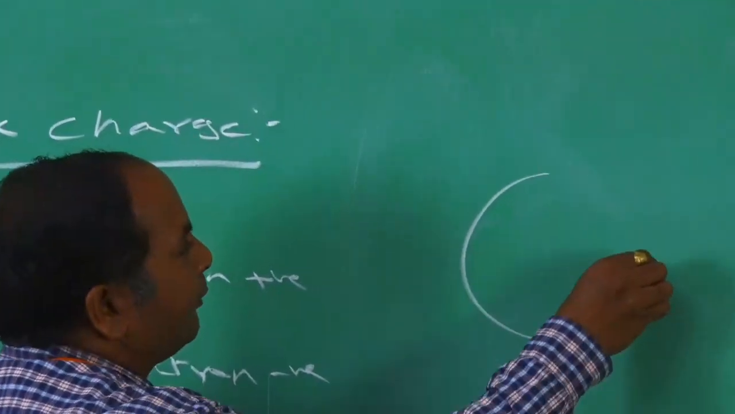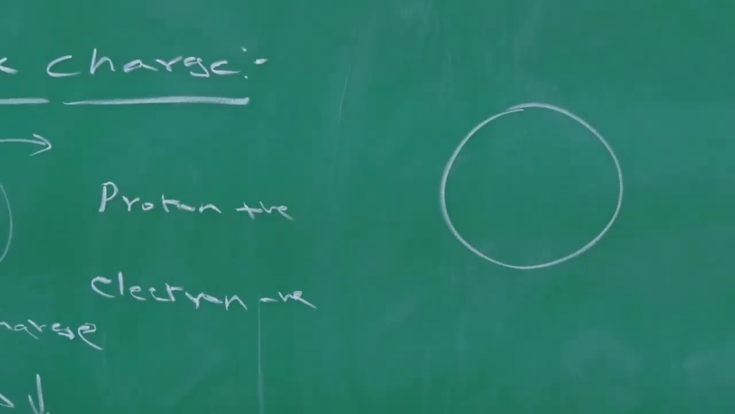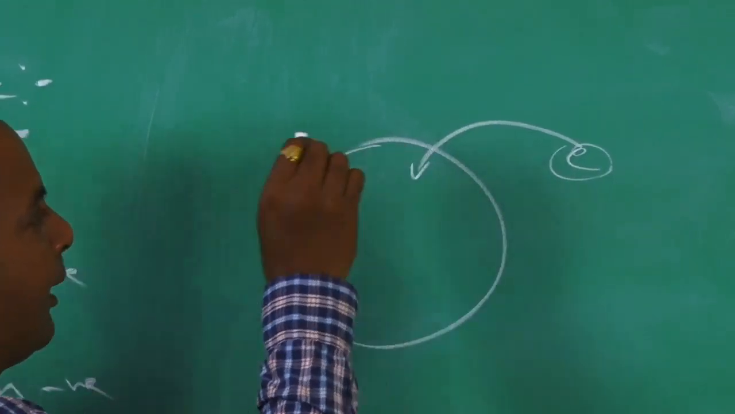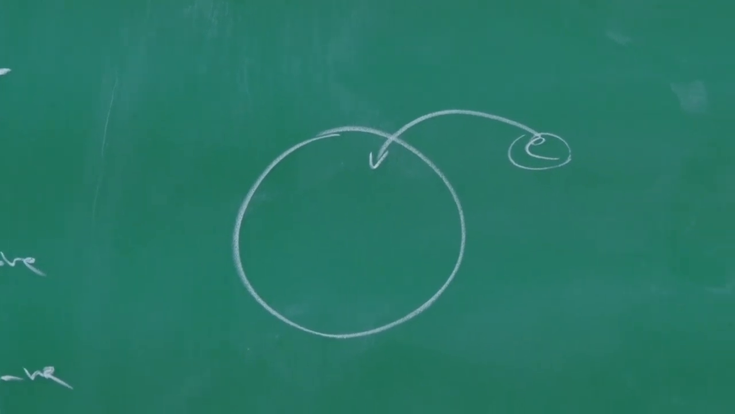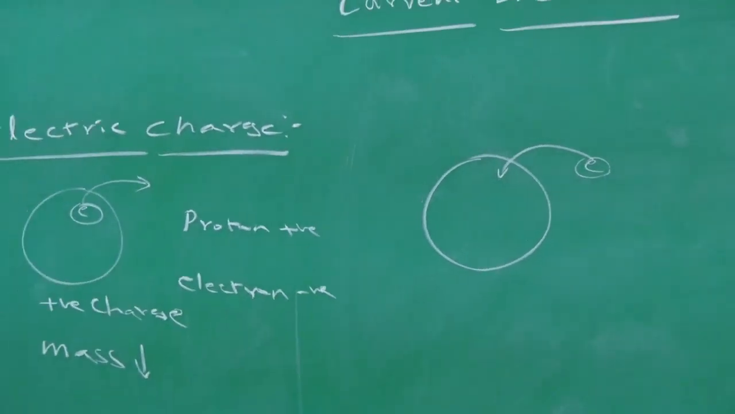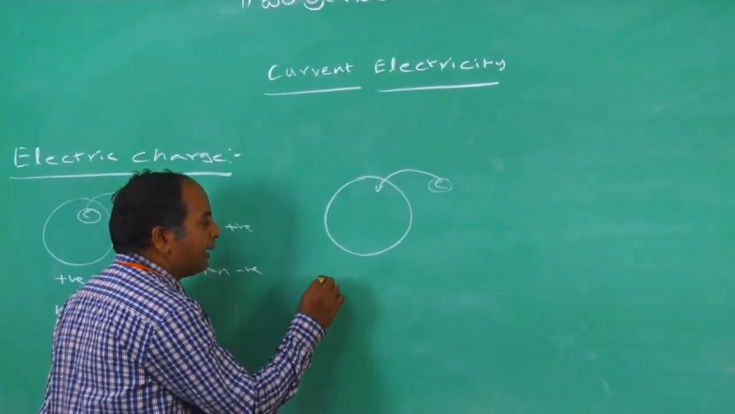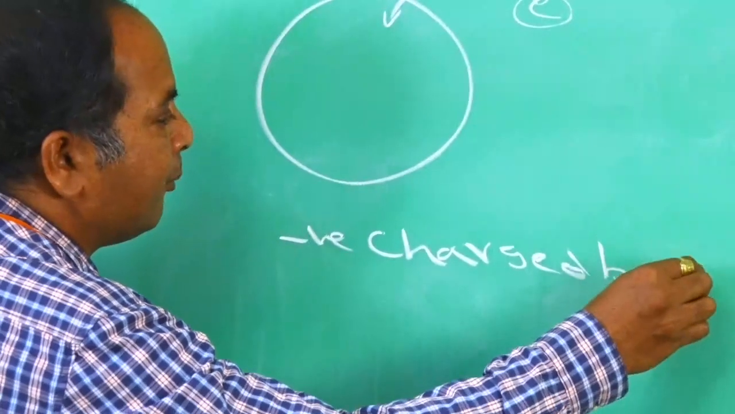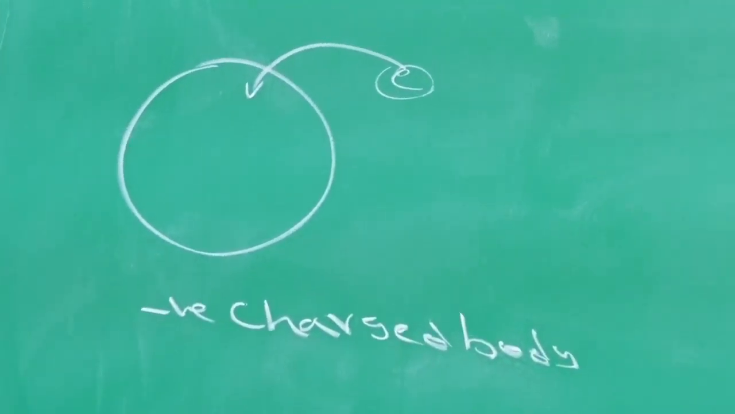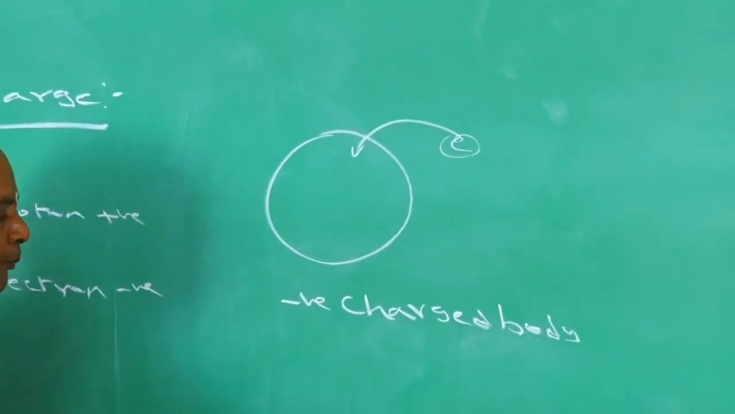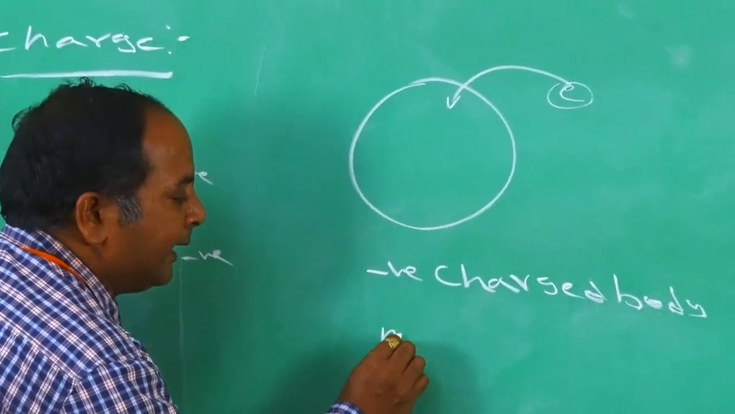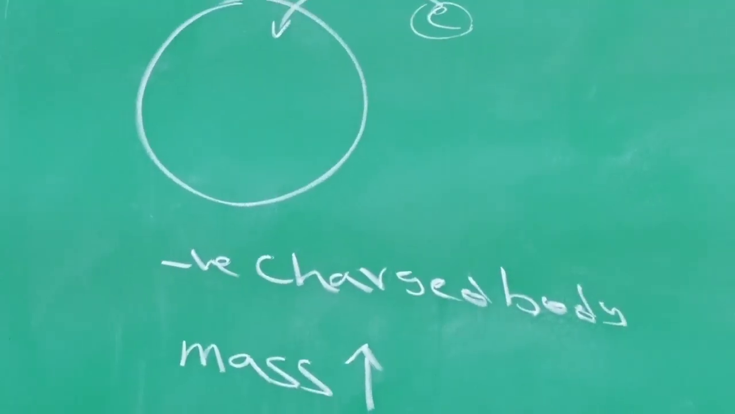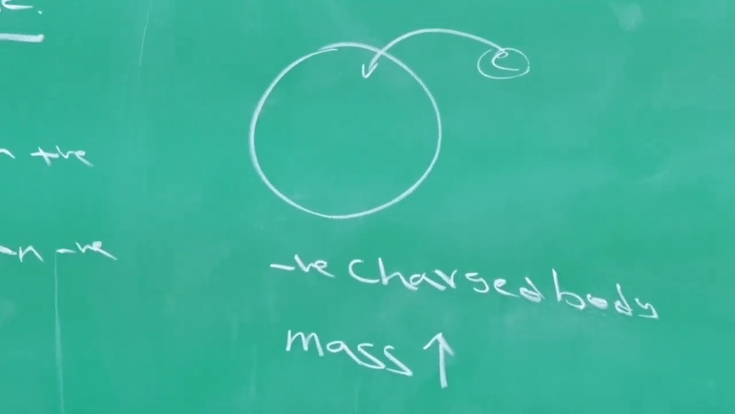Similarly, suppose let us assume that this is another body, and some electrons are gained by the body. That means the net negative charge of the body will become more. That's why this body is said to be a negatively charged body. When any body gets a negative charge, then we can say the body's mass slightly increases. This is about the electric charge.